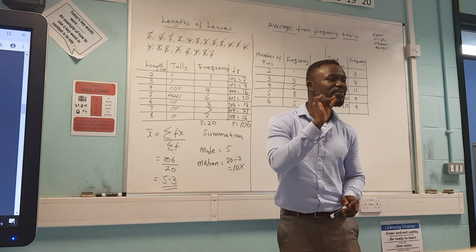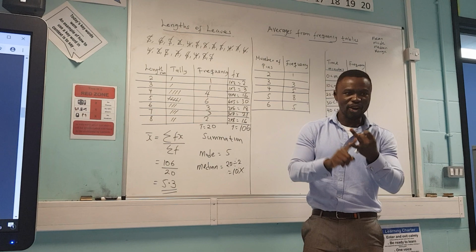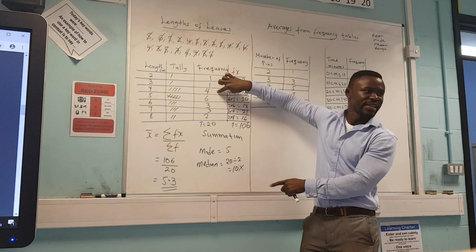Keep adding your frequencies until you get the answer 10. It cannot be less than 10. But then it can be more than what? 10. So let's see here. 1 plus 1 is 2. Is that up to 10? No. 2 plus 4 is 6. Is that up to 10? No.